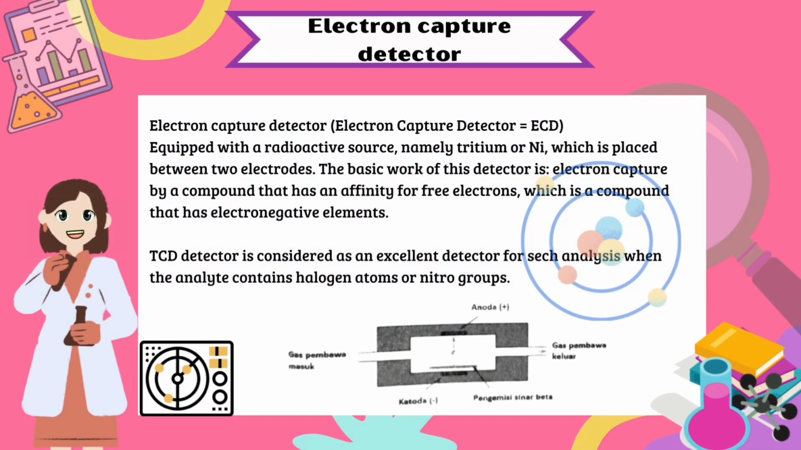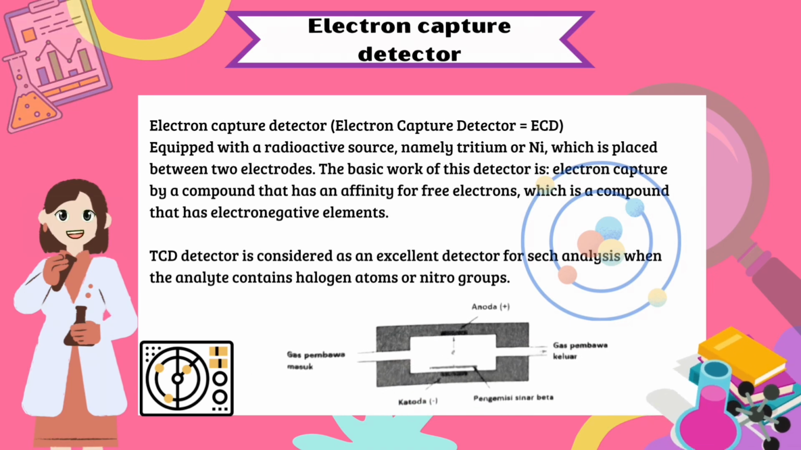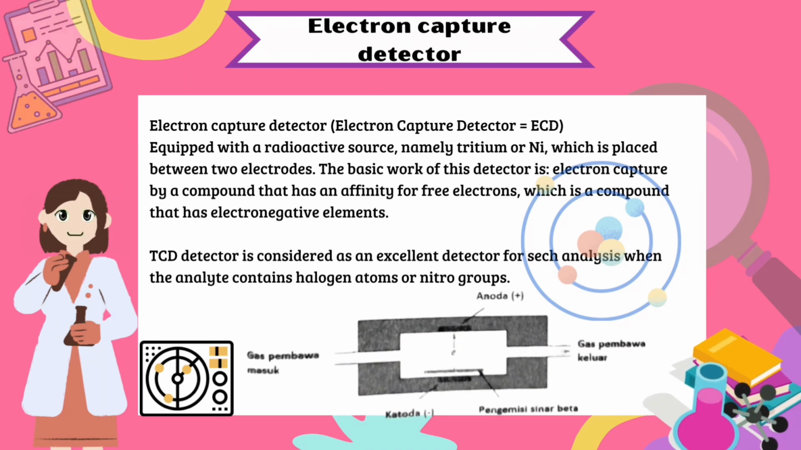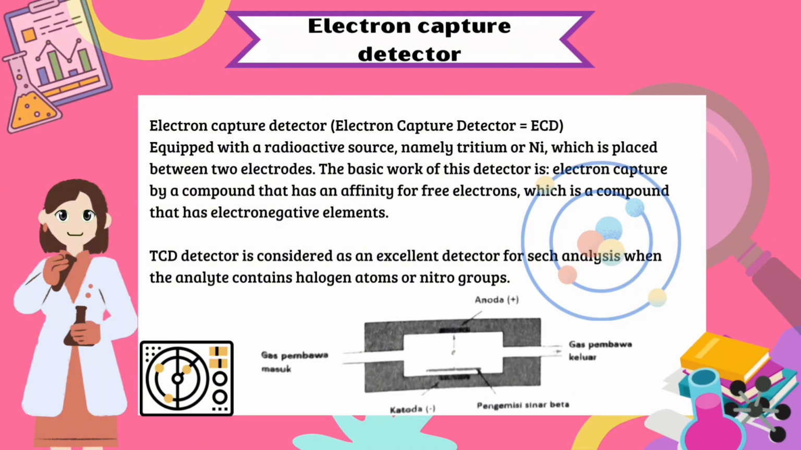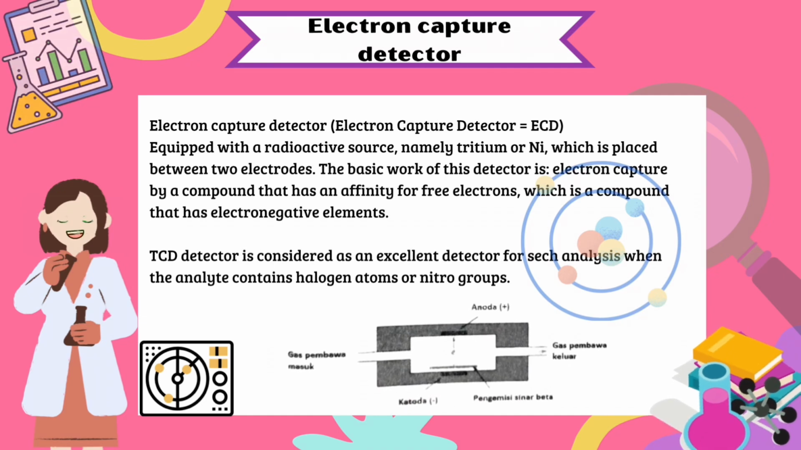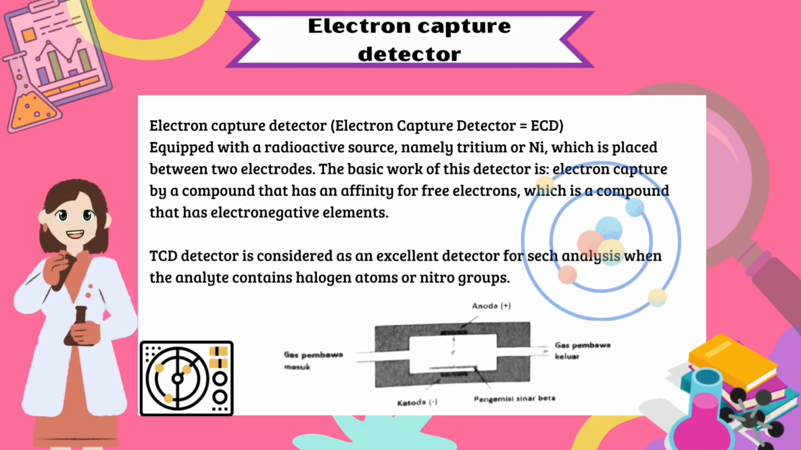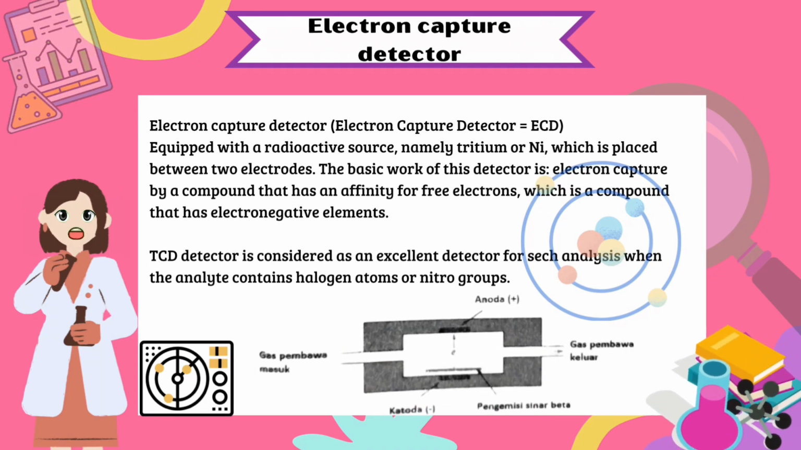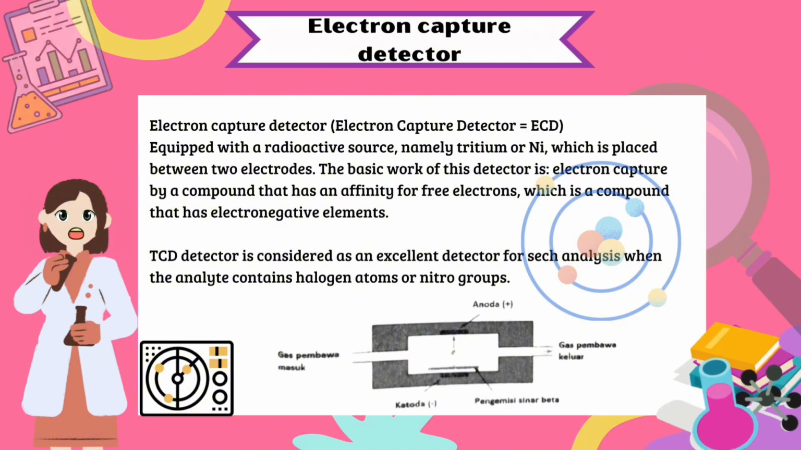The electron capture detector, ECD, is equipped with a radioactive source, namely tritium or Ni-63, which is placed between two electrodes. The basic work of this detector is electron capture by a compound that has an affinity for free electrons, which is a compound that has electronegative elements. ECD is considered an excellent detector for such analysis when the analyte contains halogen atoms or nitro groups.